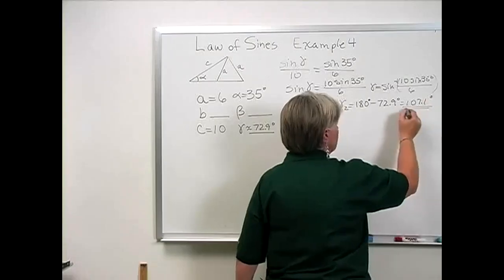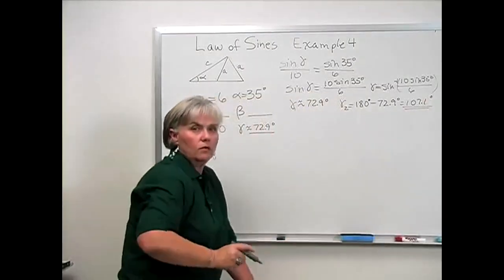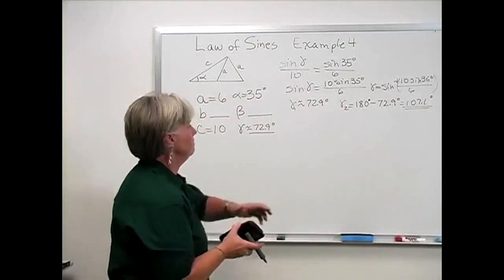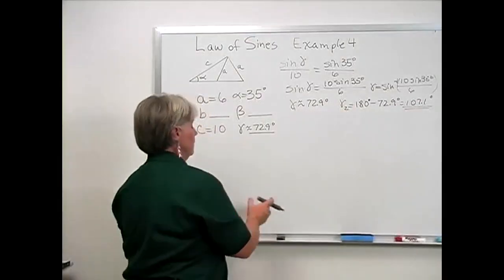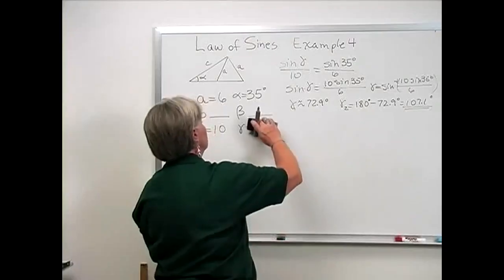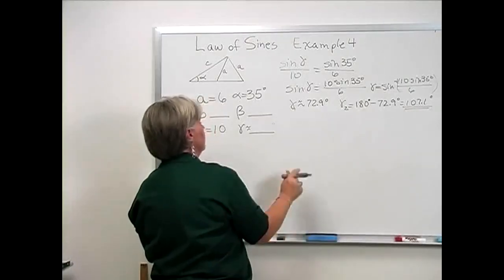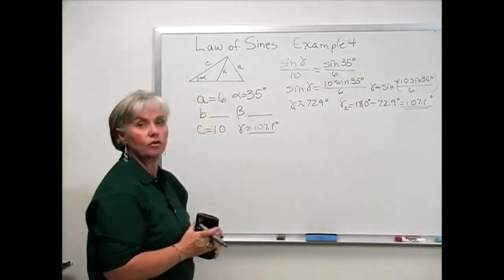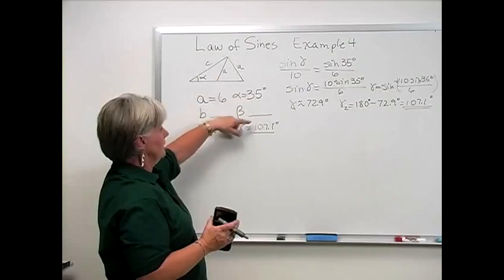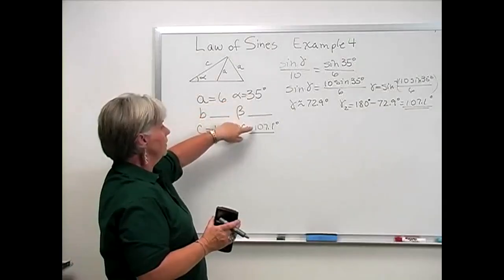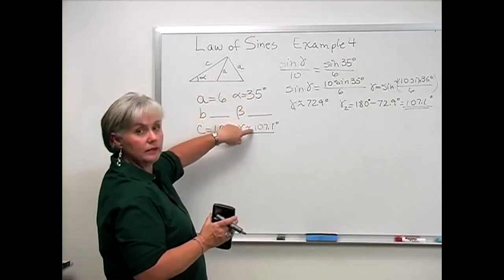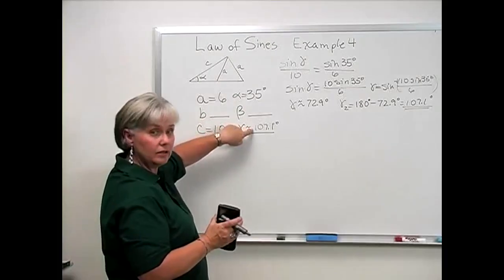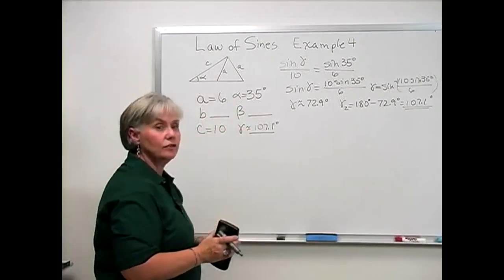All right, so here's the question. Can we have 2 triangles? Well, if instead of 72.9 degrees, I wrote in 107.1 degrees, question is, could that work? Yes, it can, because 35 plus 107.1 degrees is less than 180 degrees. Now I know I have 2 triangles.